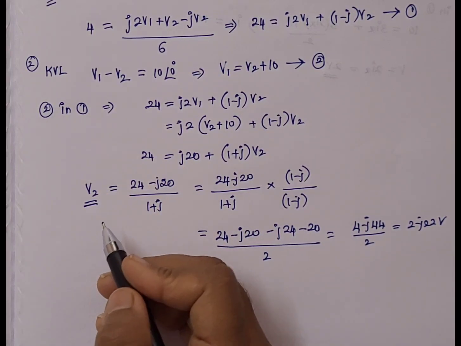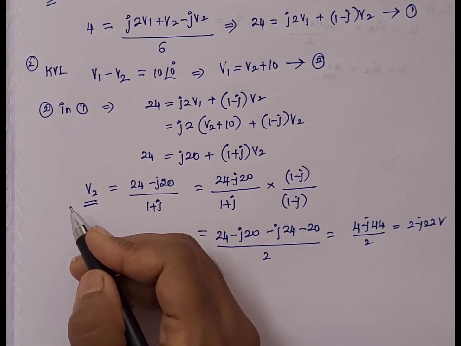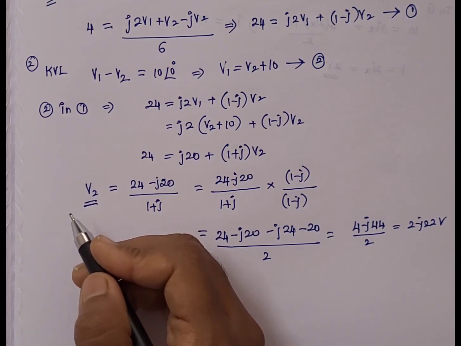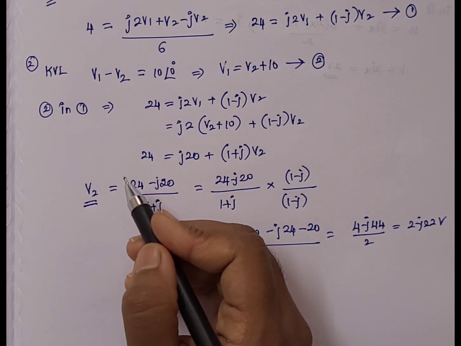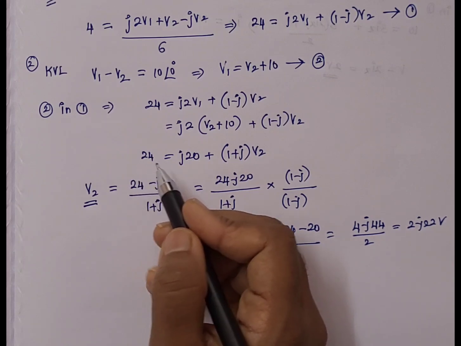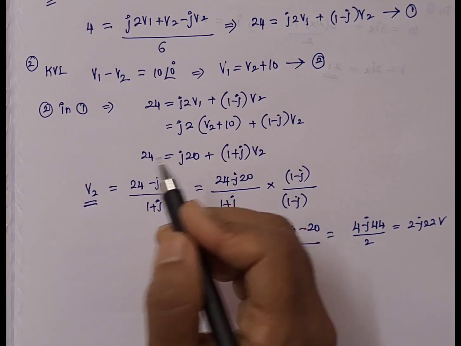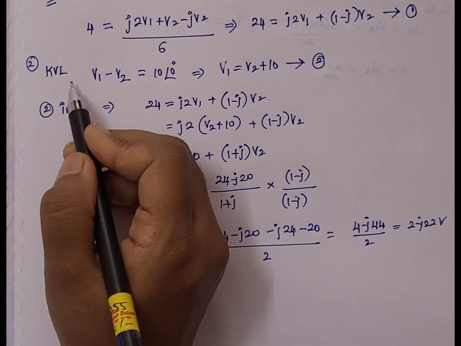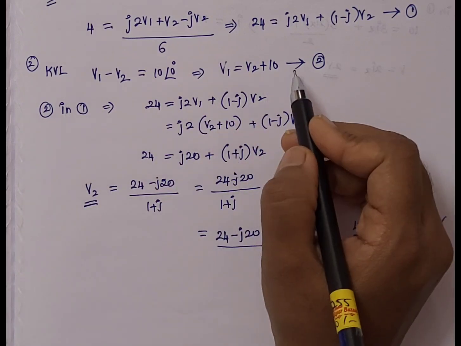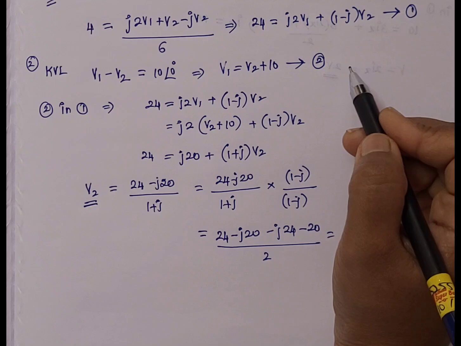Whenever we have problems in this way, that is, whenever we have super node problems, the first thing is to do KCL between the two nodes wherever we have the super node. Between those two nodes we apply KCL first and we get an equation. Next, at the super node point we apply KVL and we get one more equation. Using those two equations we solve for the given question.